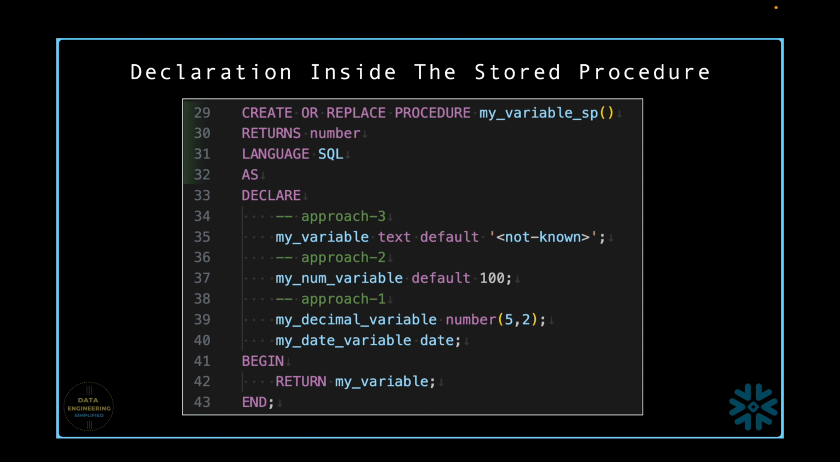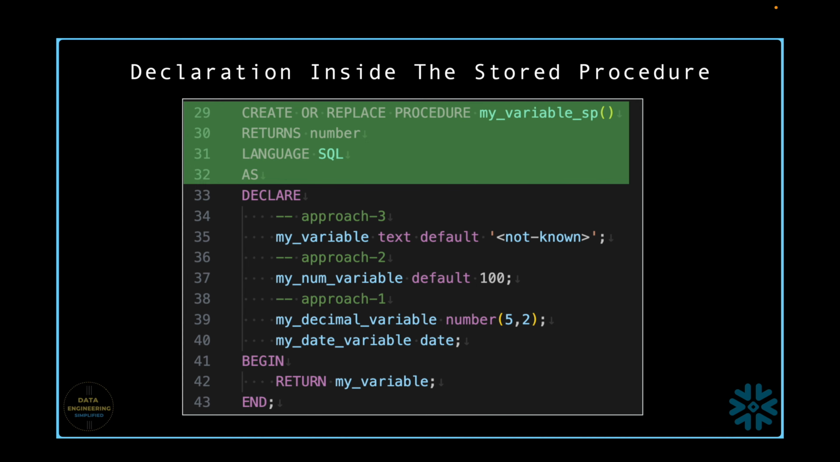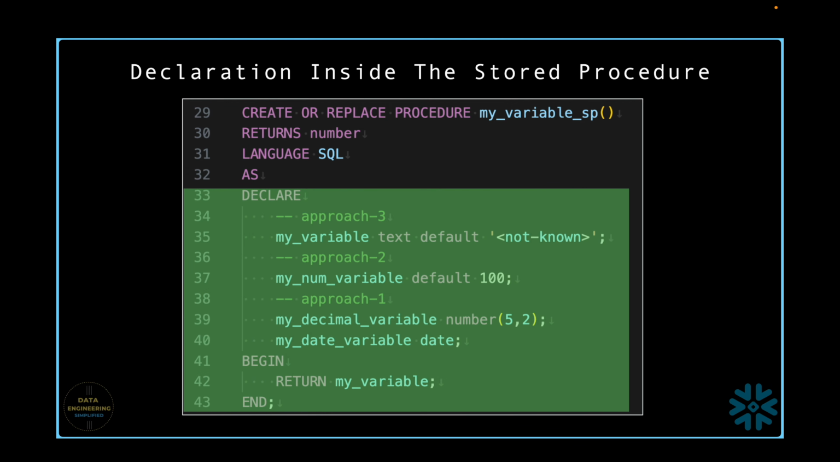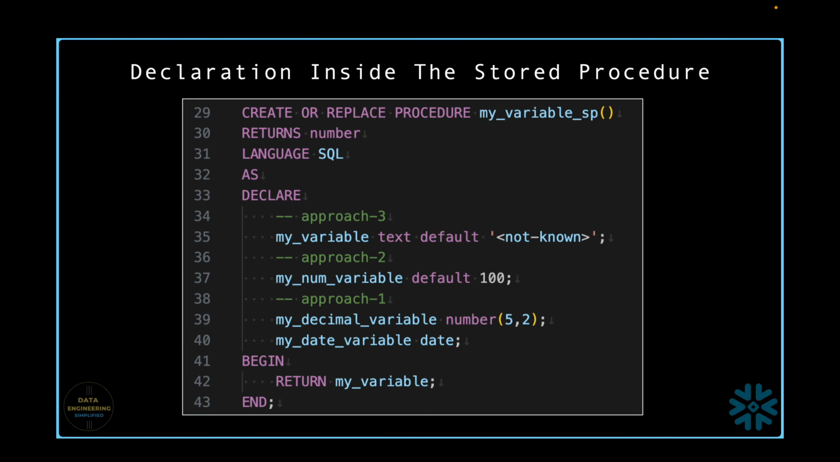If you look into this example, line number 29 to line number 32 is the stored procedure specification. Then line number 33 to line number 43 is the stored procedure body using Snowflake scripting, and variable declaration is the same as we have done in the anonymous block. So we have covered the theory so far. Let's go to our Snowsight WebUI and see all of them in action and explore different scenarios.